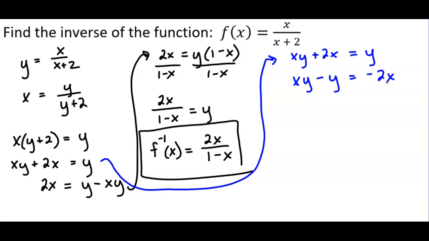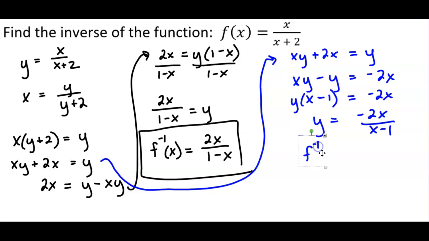Okay, now you're going to go through kind of a similar process. Factor out the y, and you get y times x minus 1 equals negative 2x. You're going to do the division, and you're going to have negative 2x over x minus 1. The answer then, if a person did it this way, their answer is going to look like this. f inverse of x is equal to negative 2x over x minus 1. And so you might say, well, that looks a bit different than the answer that we had in the first. But they're really the same answer.